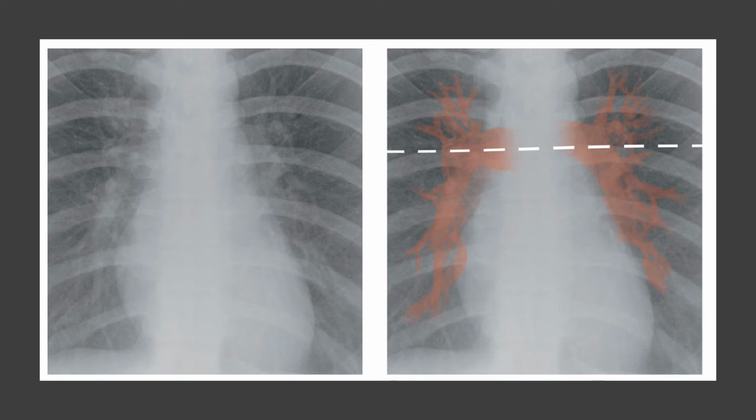The white dotted line is the level at which the pulmonary vessels enter and leave the lungs. The red shaded portion are the vessels, and as you can see, the vessels branching upward, those located above the dotted line, are generally smaller than the vessels branching downwards, those located below the dotted line. This is due to the effects of gravity. Clinically, changes in these are appreciated in pulmonary venous hypertension, where the vessels branching upwards become larger than the vessels branching downwards.